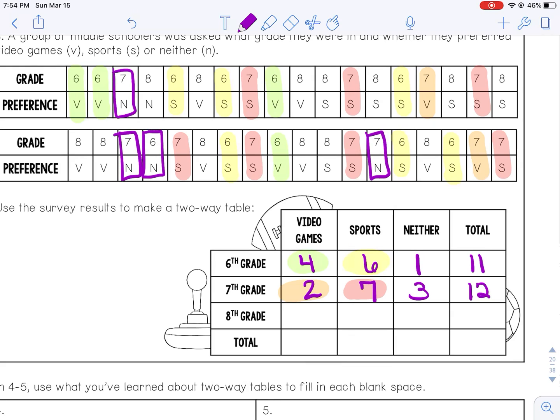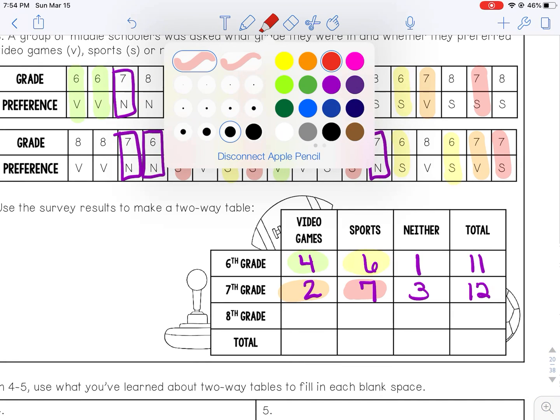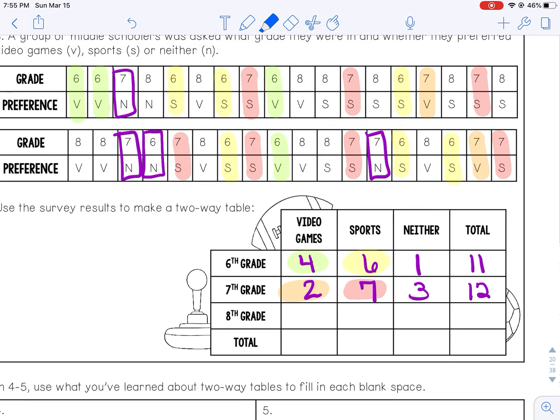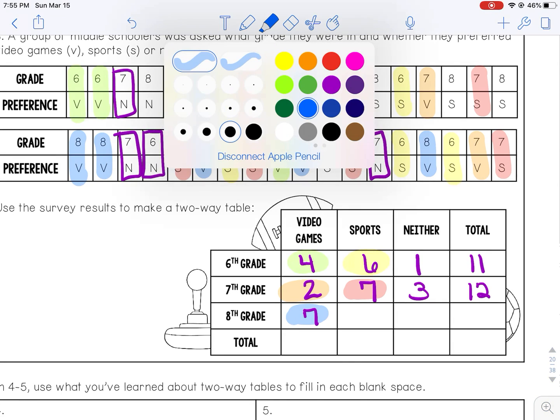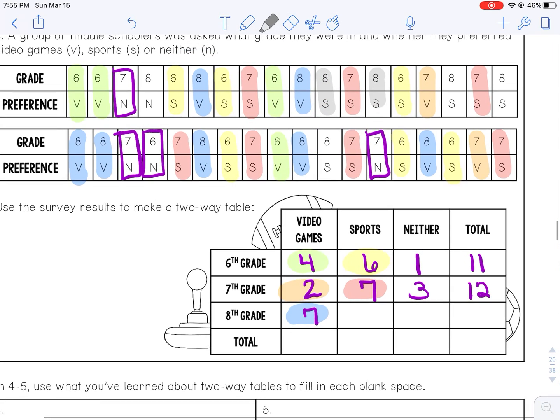All right, how many 8th graders like video games? Running out of colors. Do blue. 8th graders that like video games. Let's see. 1, 2, 3, 4, 5, 6, 7. Okay, and how many like sports instead? 1, 2, 3, 4, 5. Okay. And how many like neither? I guess that's it, just 1. So our total there would be 13.